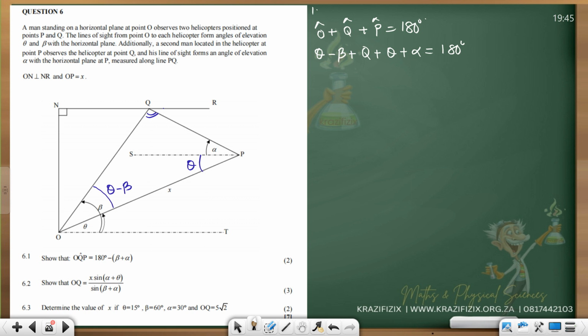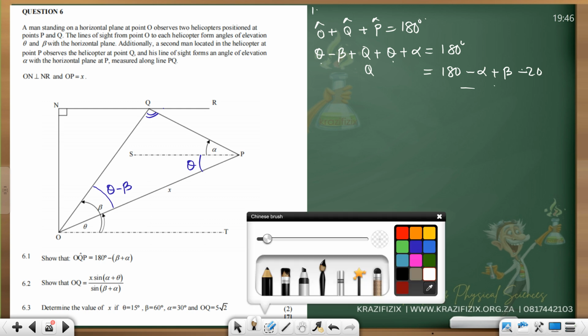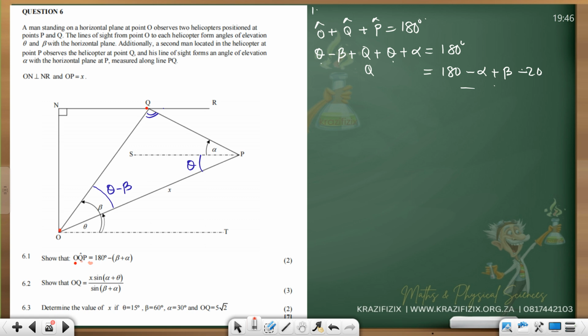Let's work this out and see what we're going to get. We're looking for Q. Theta plus theta will give me 2 theta. That's not going to work for us, because that will give me 180 minus alpha plus beta minus. So this is not working. Let's see what the examiner is looking at: OQP. Let's look at the triangle again.